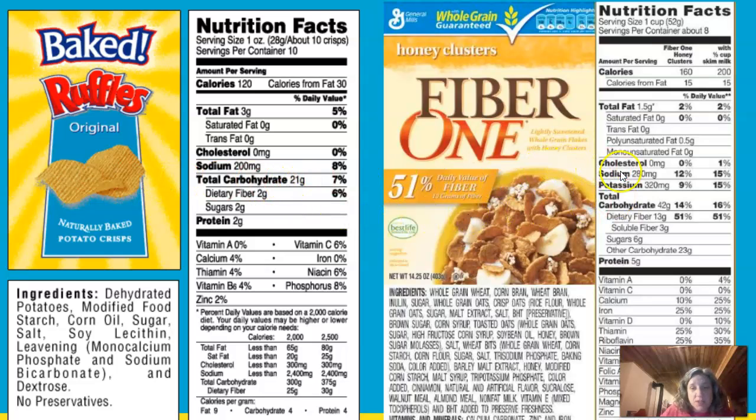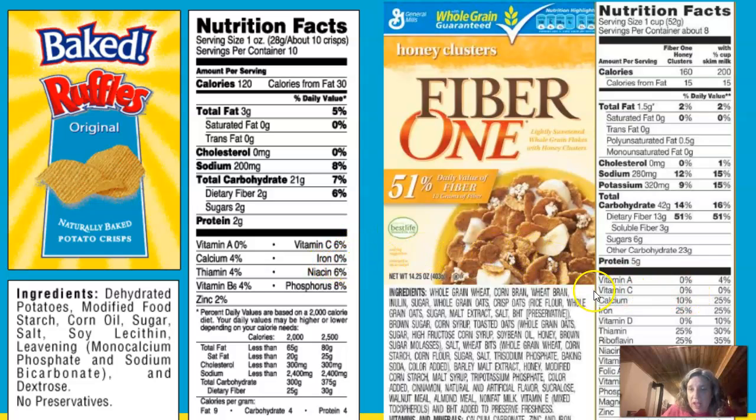Sodium, 200 for the chips and 280 for Fiber One, which to me is surprising. Carbs, you have 42 carbs in the cereal and 21 carbs in the chips. Only 2 grams of protein compared to 5 grams of protein for the cereal. Sugars, you have 6 sugars in the Fiber One cereal, only 2, because chips aren't really sweet, are they? And then you have your vitamins down below. So as you can see, vitamin A, you get 0 vitamin A. You get 4% calcium, thiamine 4%, vitamin C is 6%, no iron.